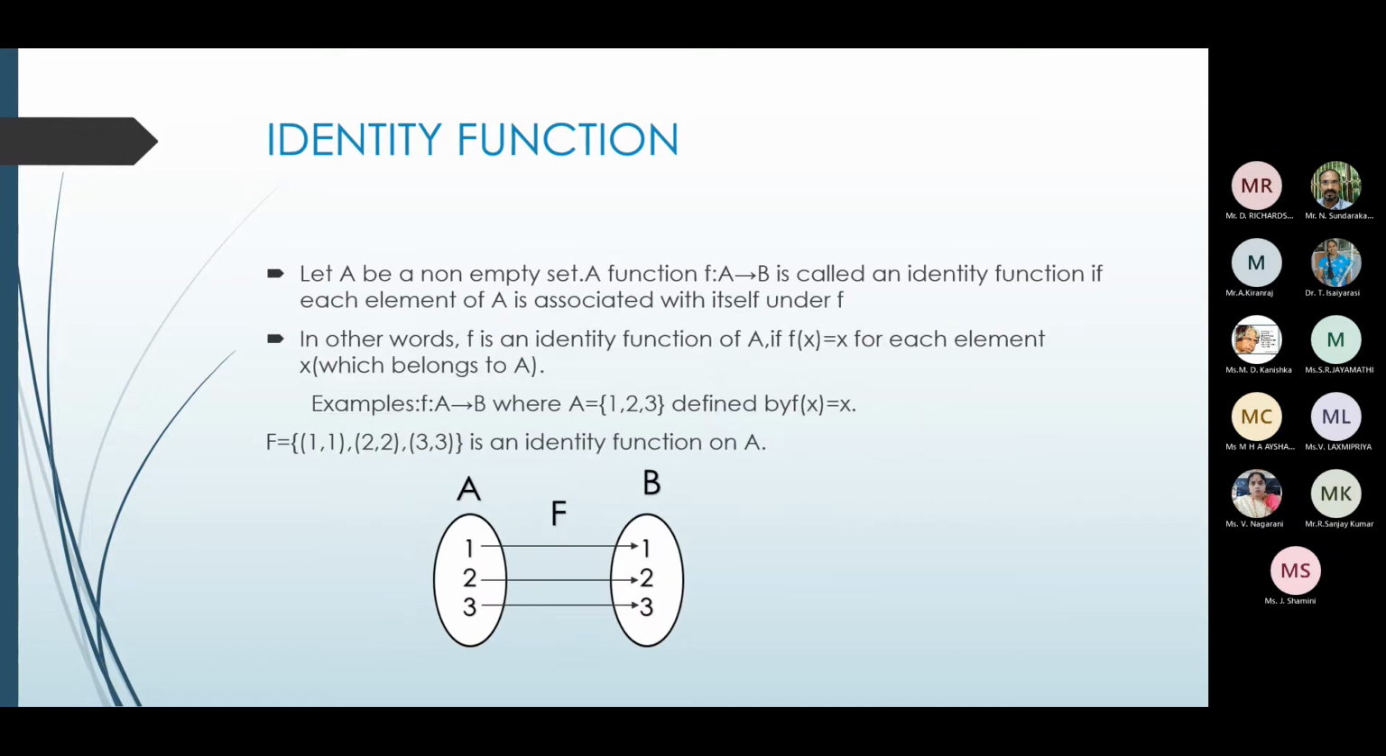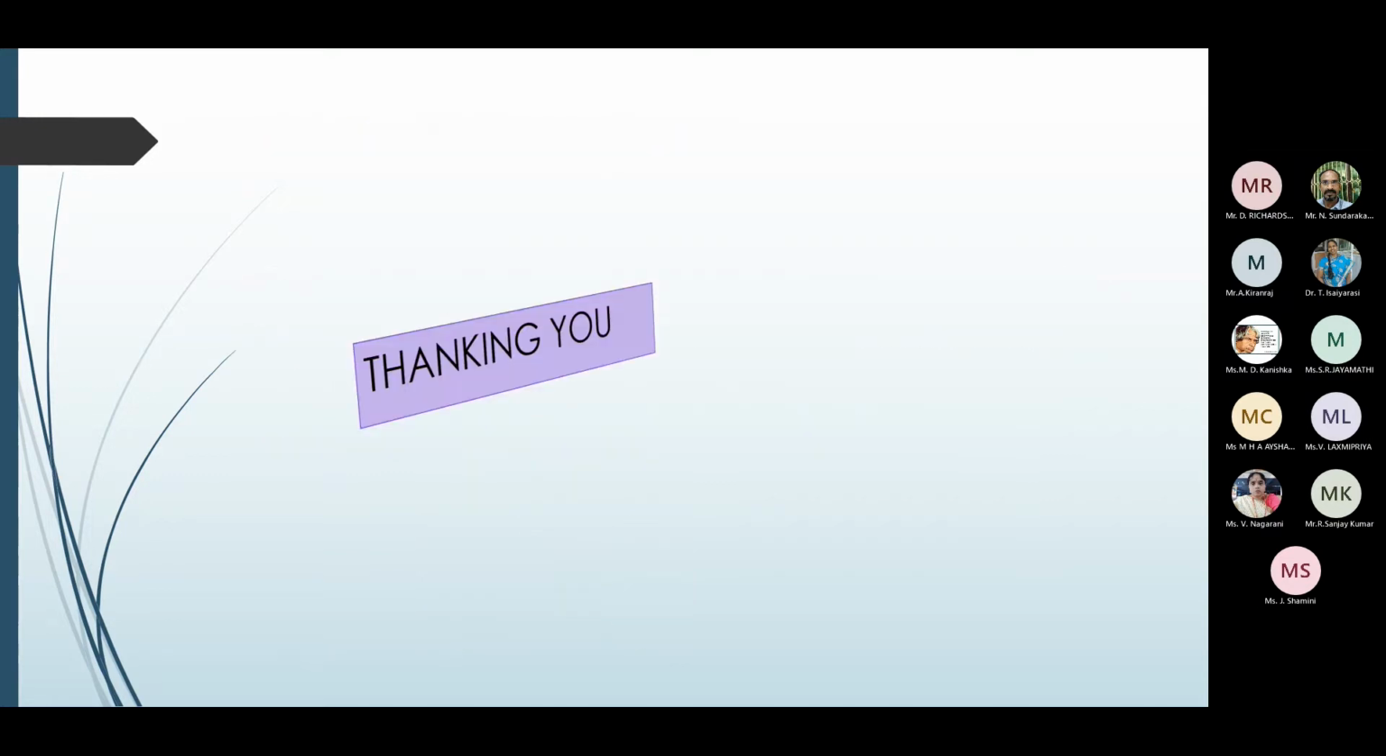Then identity function. Let A be a non-empty set. A function from A to A is called an identity function if each element of A is associated with itself under f. For example, consider a function from A to A, where A is the set {1, 2, 3}, which is defined by f(x) = x. So it is called an identity function.